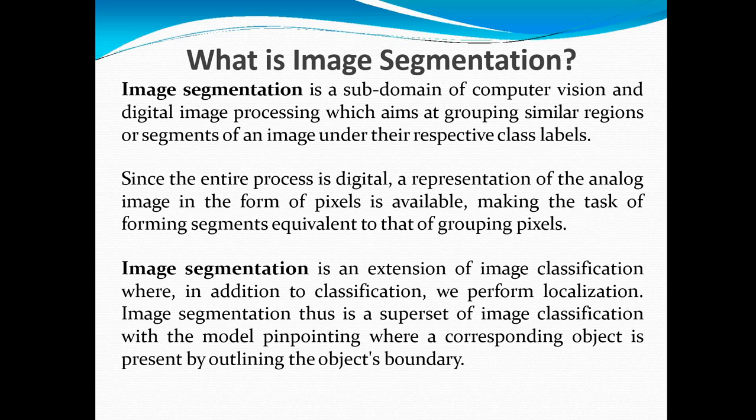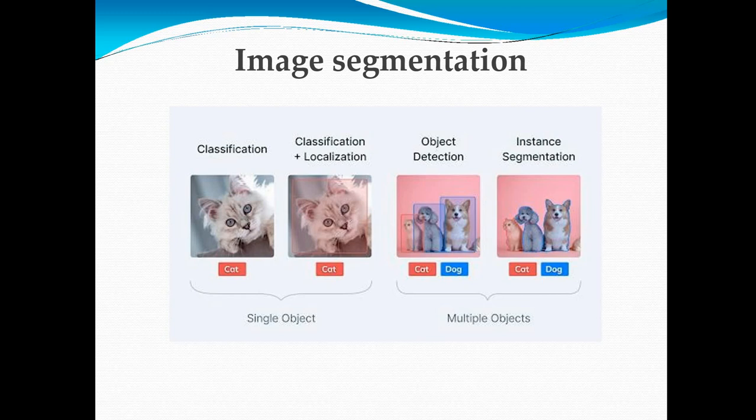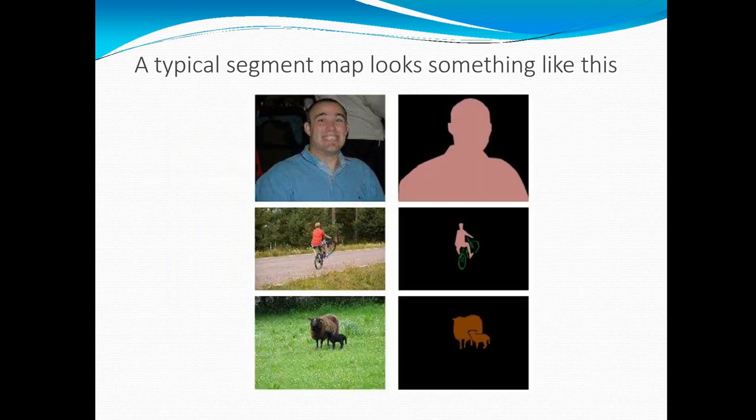Image segmentation is an extension of image classification, where in addition to classification, we perform localization. Image segmentation thus is a superset of image classification, with the model pinpointing where a corresponding object is present by outlining the object's boundary. Here is an example of image segmentation for a single object and for an image with multiple objects. A typical segment map looks something like this.